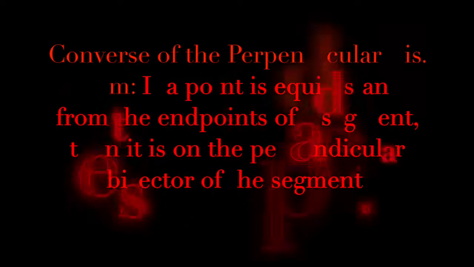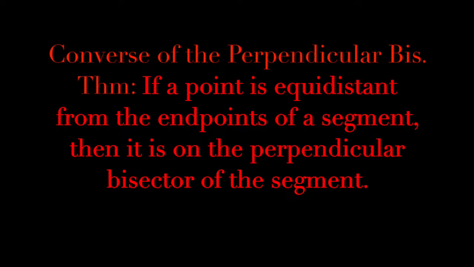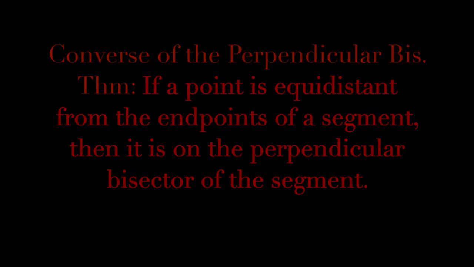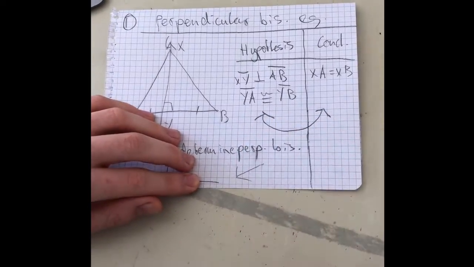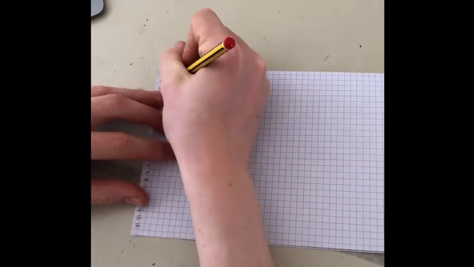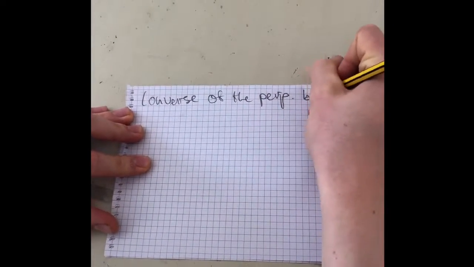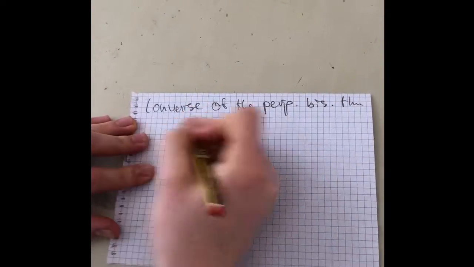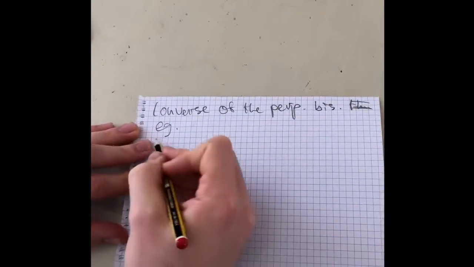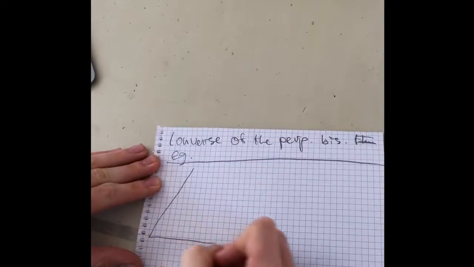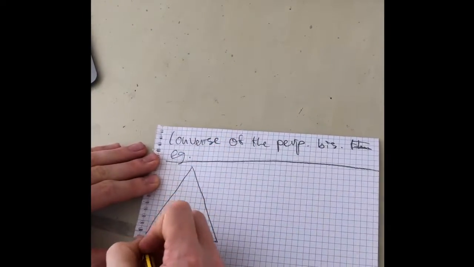Now let's move on to the converse of the perpendicular bisector theorem. It states that if a point is equidistant from the endpoints of a segment, then it's on the perpendicular bisector of the segment. This theorem is similar to the perpendicular bisector theorem, but with one major difference. It's the perpendicular bisector theorem said backwards. The clue is in the name. It's called the converse, which means the switching of the hypothesis and conclusion of a conditional statement.